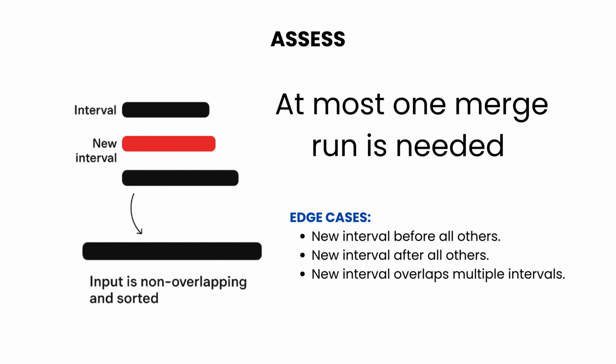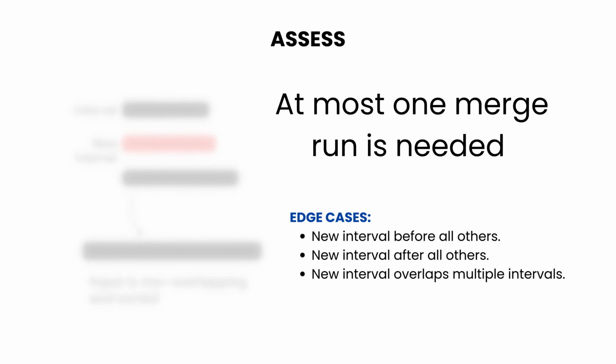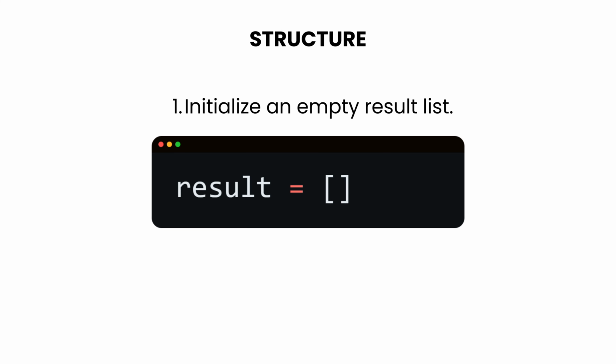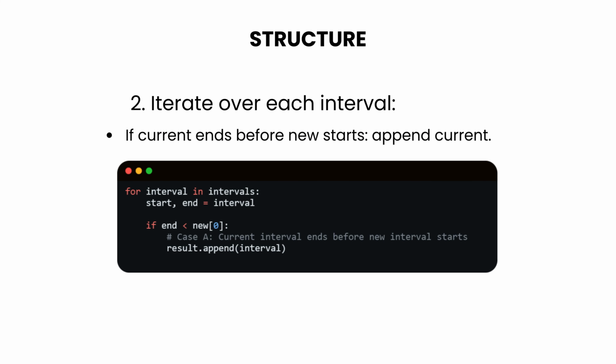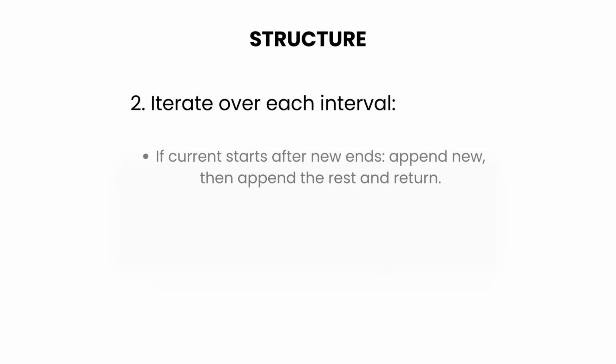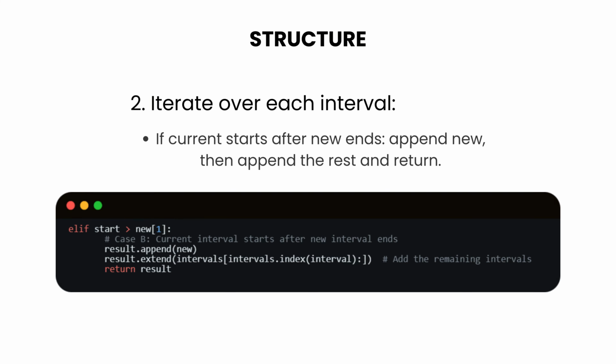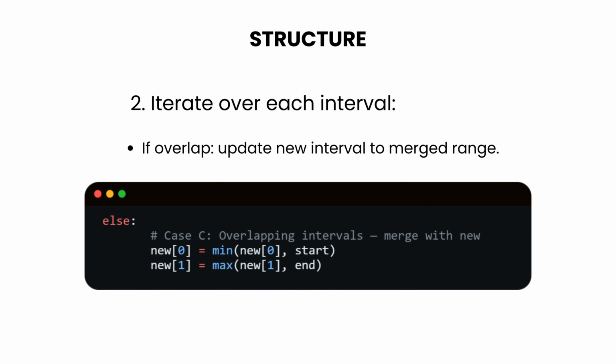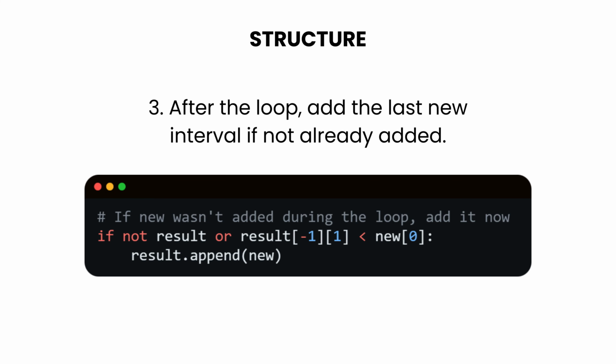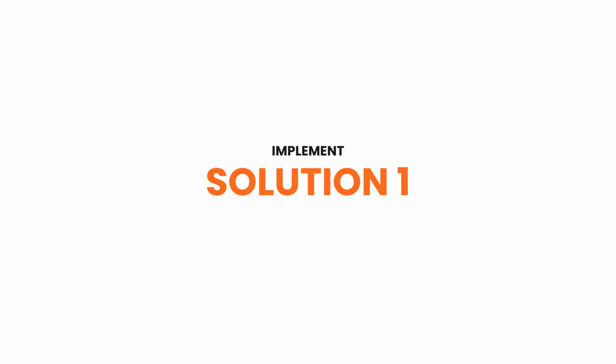Edge cases: the new interval before all others, the new interval after all others, and the new interval overlapping multiple intervals. Initialize an empty result list. Iterate over each interval. If the current ends before the new starts, append the current. If the current starts after the new ends, append the new, then append the rest and return. If there's overlap, update the new interval to the merged range. After the loop, add the last new interval if not already added. Return the result. Let's walk through this solution.